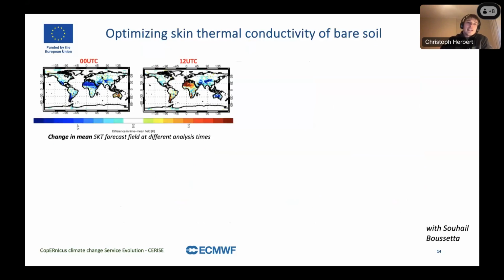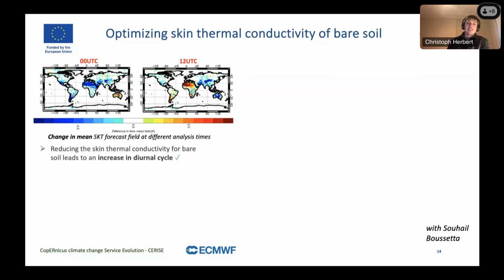This is separated by analysis time, and on the left-hand side is the change in the mean skin temperature forecast field when we reduce the skin thermal conductivity. We reduce our skin temperature at nighttime and increase it at daytime, which means we extend our magnitude again, which is exactly what we wanted. So in these regions where we had the problems, a reduction of the skin thermal conductivity alleviates this reduction of the diurnal cycle.